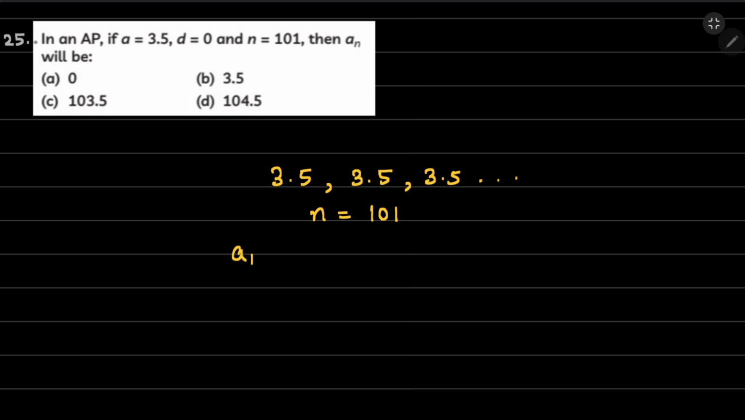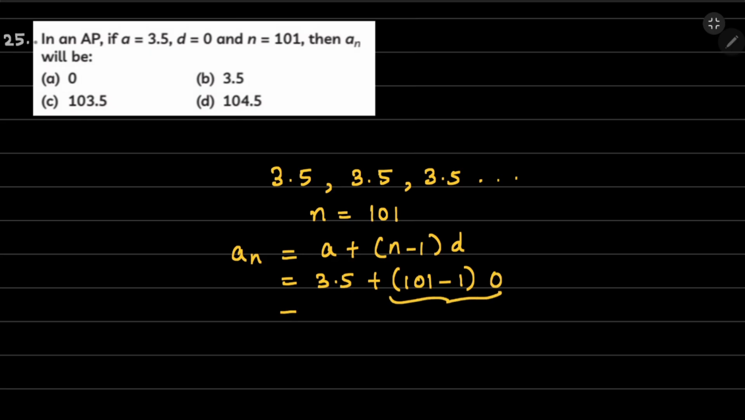So if you have to calculate, an equal to a plus n minus 1 into d. So a is nothing but the first term plus n is 101 minus 1 into d is 0. So this entire term will be 0. So an will be 3.5. Option number B is the correct answer. If D is 0, all the terms in that AP are the same. Moving on to the next question. Always remember, whenever your difference is 0, that means all the terms in the sequence are the same. There's no change at all. That's why the difference is 0.